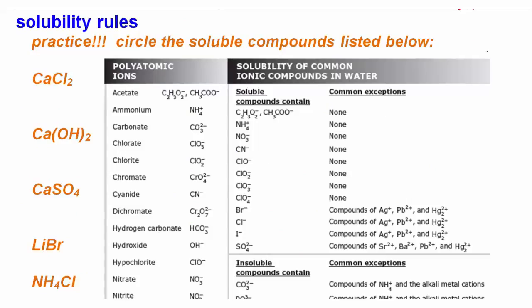Solubility rules. These are the rules that we're going to use to predict whether an ionic compound is going to be soluble or insoluble. Insoluble means that it won't dissolve. It will remain as a solid in solution, or it will form a solid in solution.